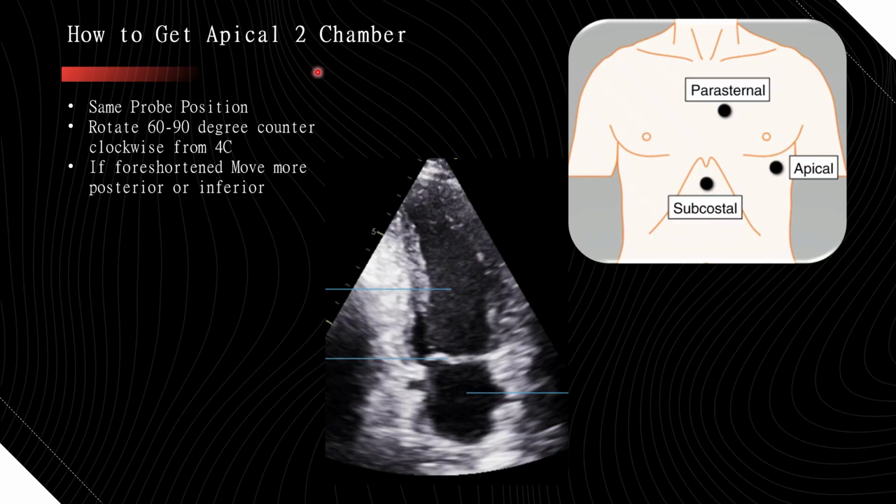How to get apical 2 chamber. The same probe position, rotate 60 to 90 degrees counterclockwise from 4 chamber. If foreshortened, move more posterior and inferiorly, and you should just see 2 chambers.